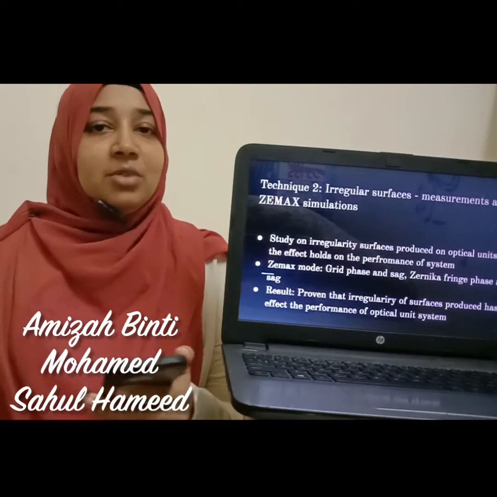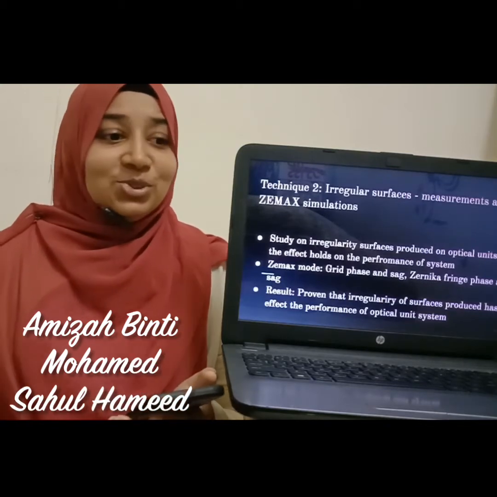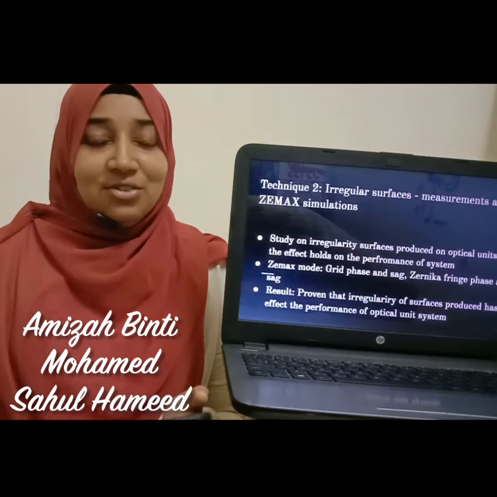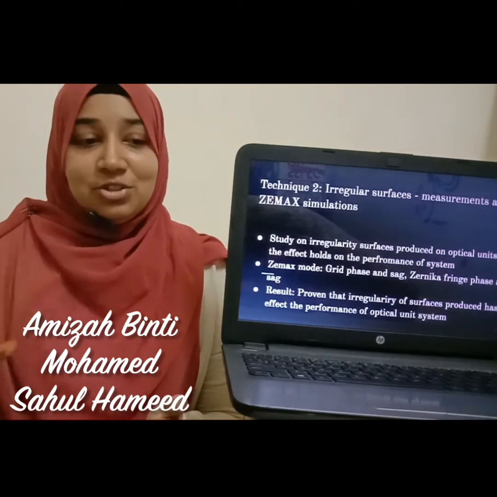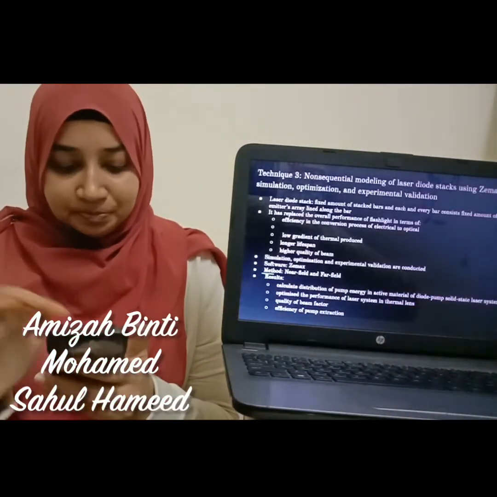Yeah, it can affect a lot of things because optics depend on the reflected rays, and if the rays are reflected at different angles and everything, it's going to affect the overall performance that we desire. Okay, the next technique is Technique 3.